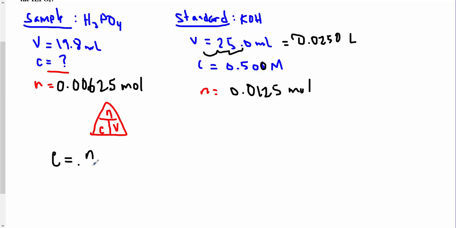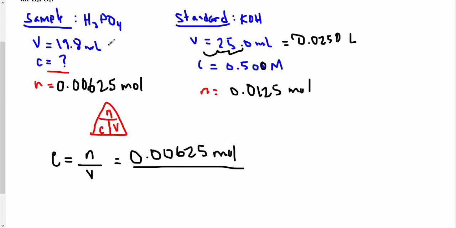So our moles are 0.00625. And we need to be careful putting in our volume. It always needs to be in liters. So we do need to convert this volume in milliliters to liters. If I move the decimal place over 1, 2, 3 spaces to the left, I have 0.0198 liters, not milliliters.